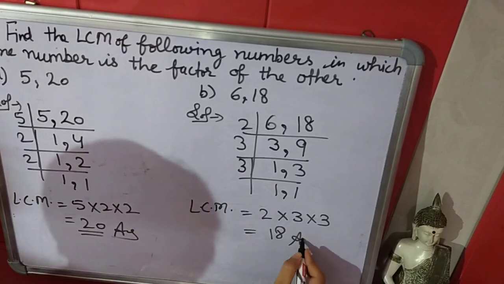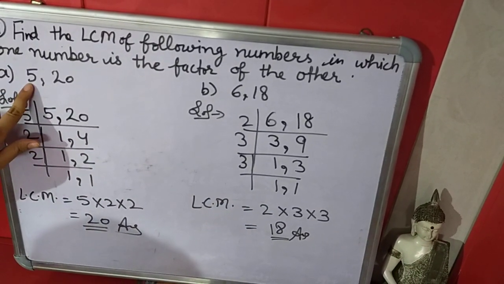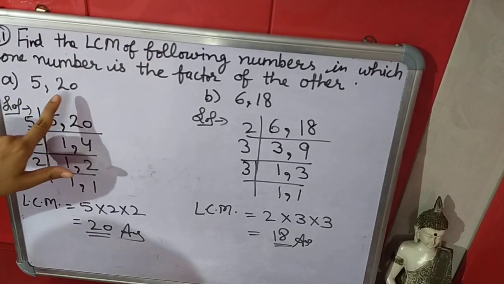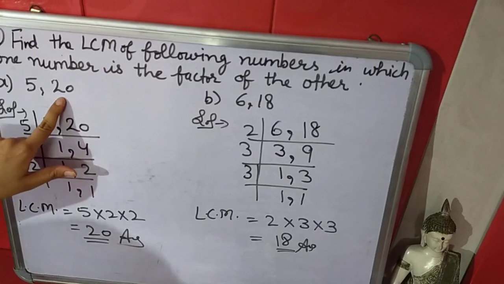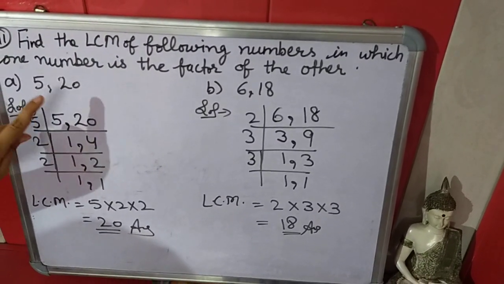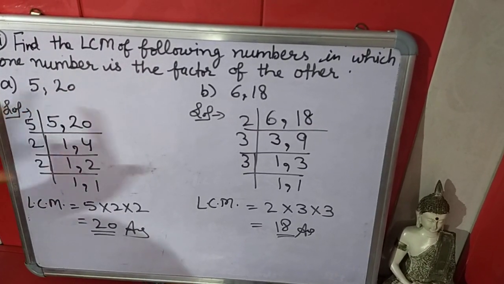So LCM is 18. If one number is the factor of another number, in that case the biggest number will be the LCM between these numbers. The biggest number will be the LCM of both numbers.